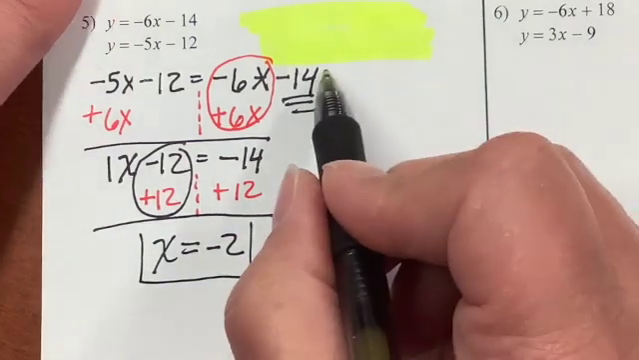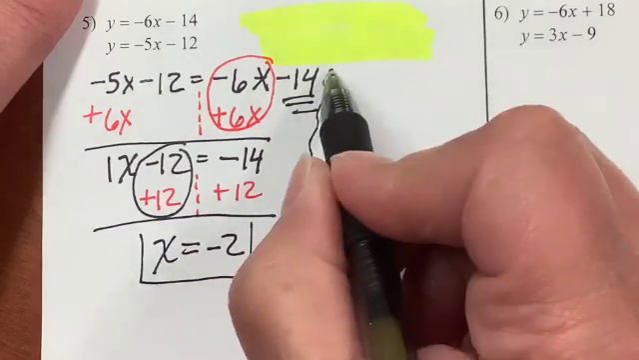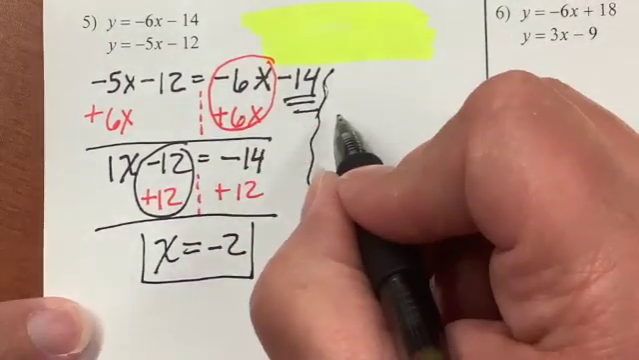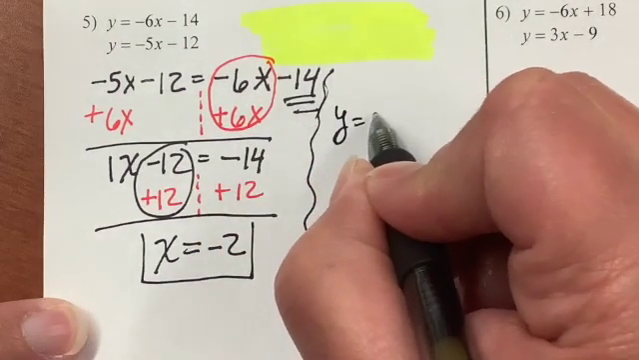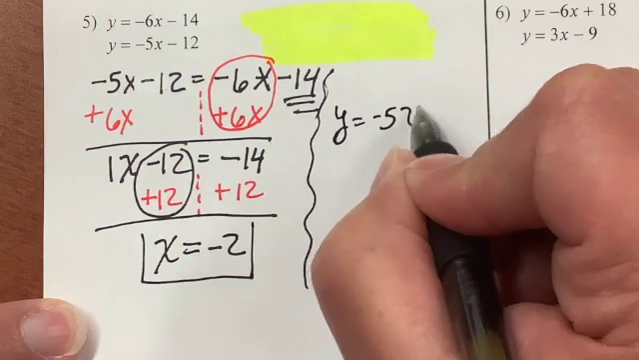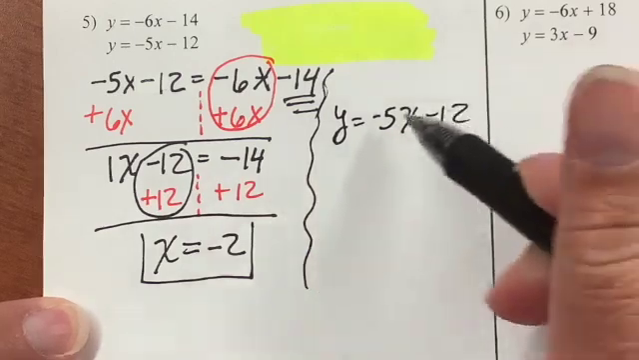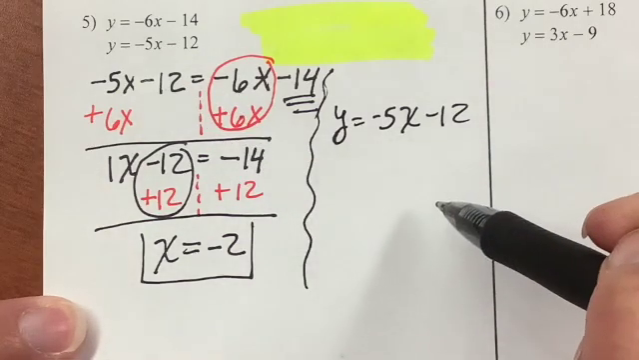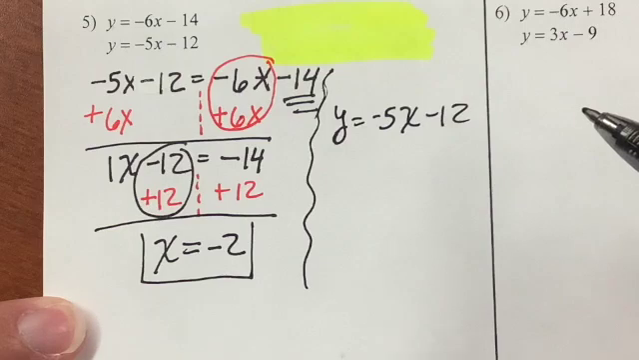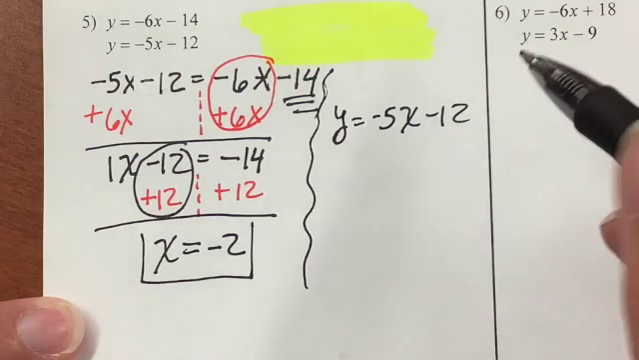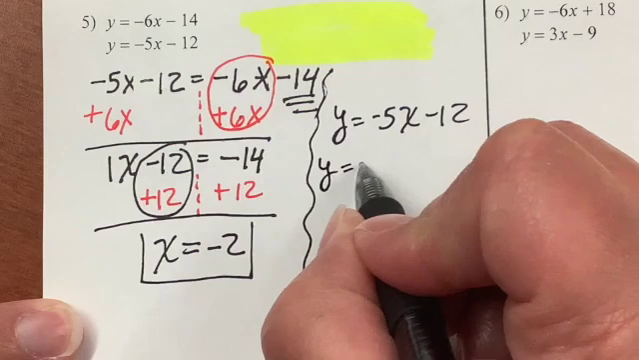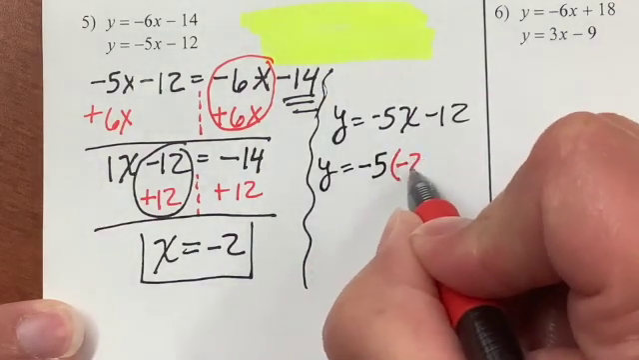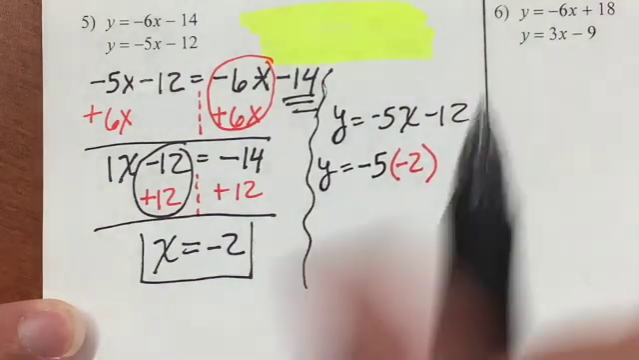What do you need? Y. Why do you need it? Because you need an x and a y. So it doesn't matter. Pick one. Y equals -5x minus 12. It's important to write out which one of the equations you picked before you show the substitution so that the person knows the direction that you're going in. So y equals -5 times -2 minus 12.